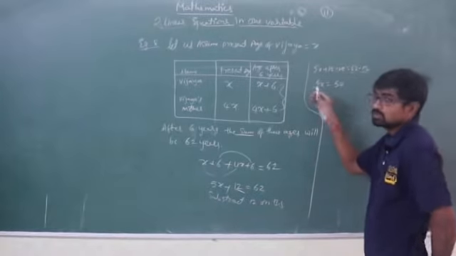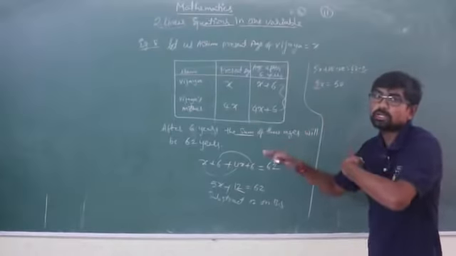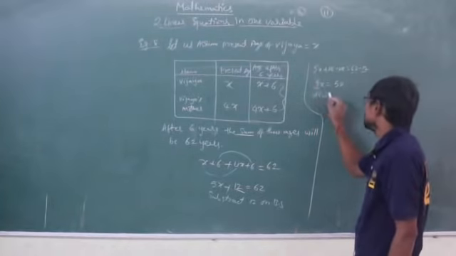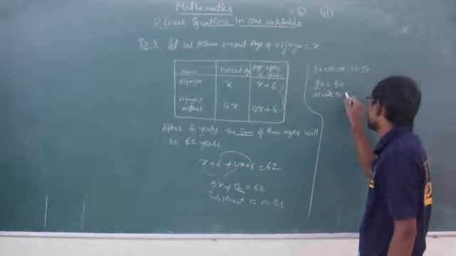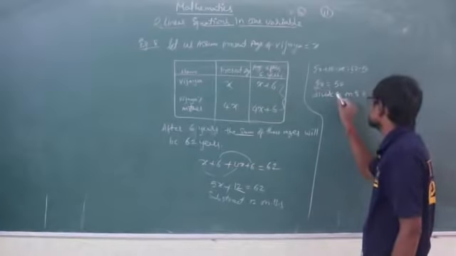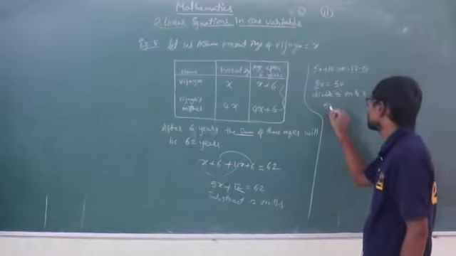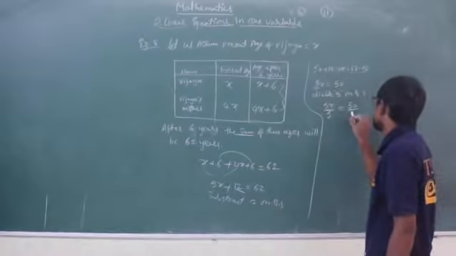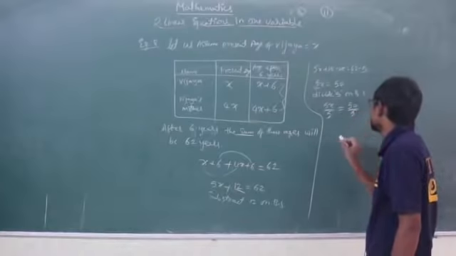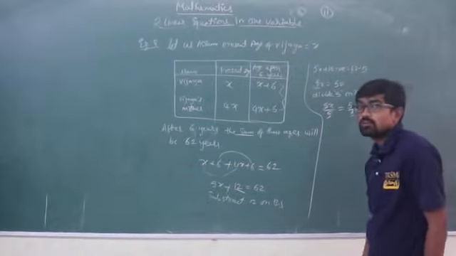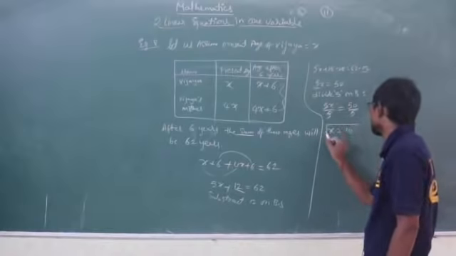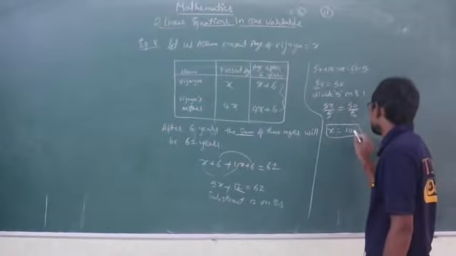So 5 is multiplying. So what we have to do? We have to use the multiplicative inverse. We have to divide it by 5. So divide 5 on both sides, isn't it? So 5x by 5 is equal to 50 divided by 5. Now 5 by 5 will become 1, so x is equal to 50 divided by 5. I will be getting 10, isn't it?